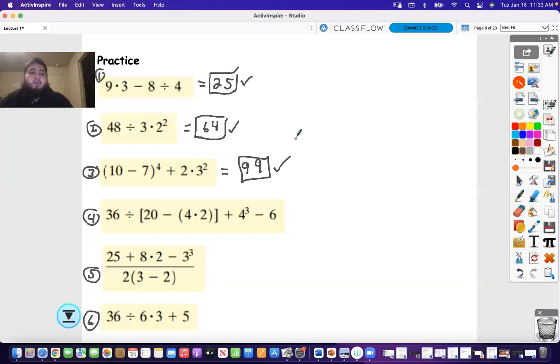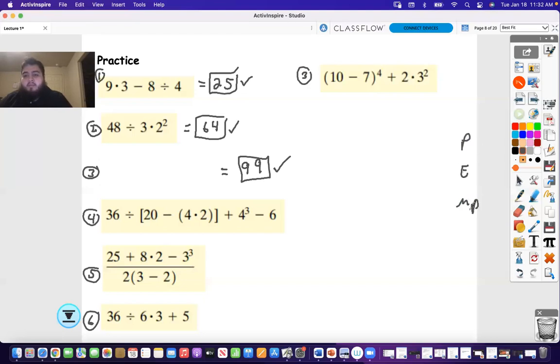Does anyone need me to work out practice problems 1, 2, or 3 before I keep going on? Any questions? I'd say 3. 3? Okay, let's take a look at number 3. All right. So we gotta follow PEMDAS class, right? Are there any parentheses in 3? Yeah. What's inside the parentheses? 10 minus 7. What's 10 minus 7?